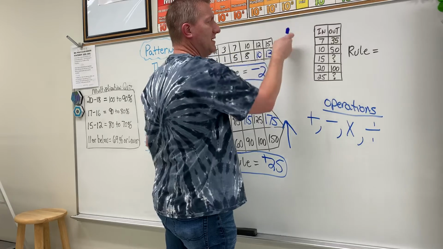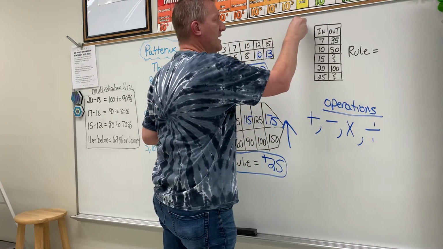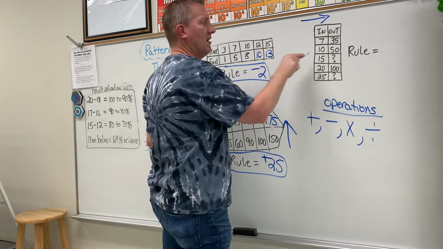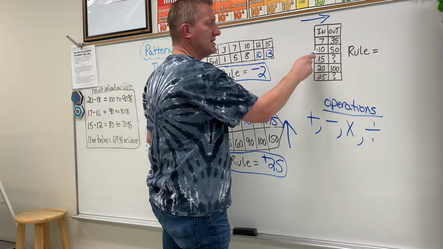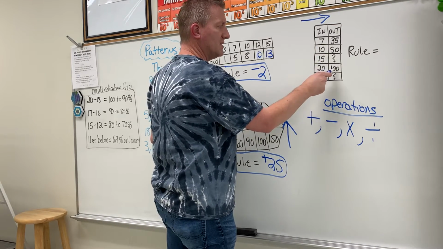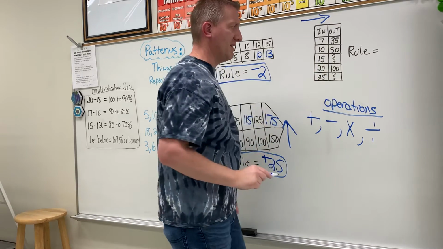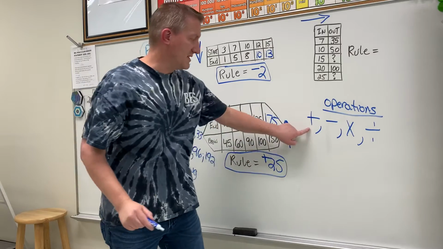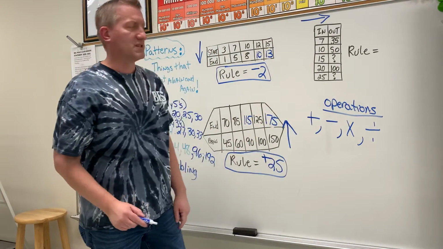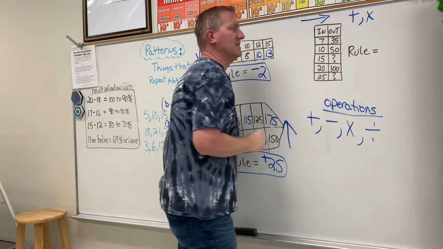Okay. All right, let's go to the last one. Here's in, here's out. So we're going which way? We're going this way, right? From in to out. Okay, now I'm noticing my numbers are getting bigger, aren't they? 20 to 100, 10 to 50, 7 to 35. They're getting bigger. So it's either addition or multiplication.